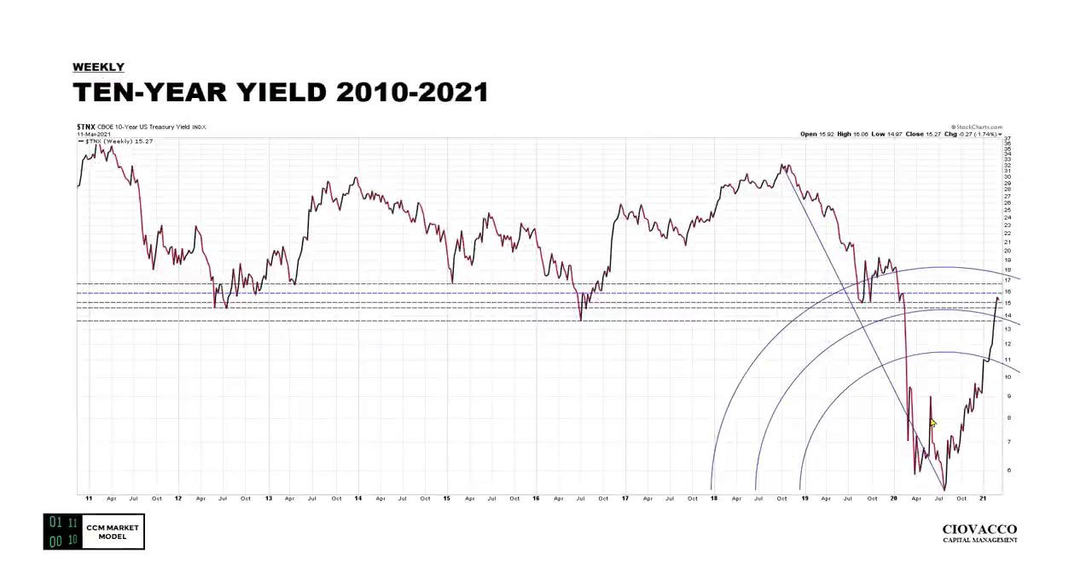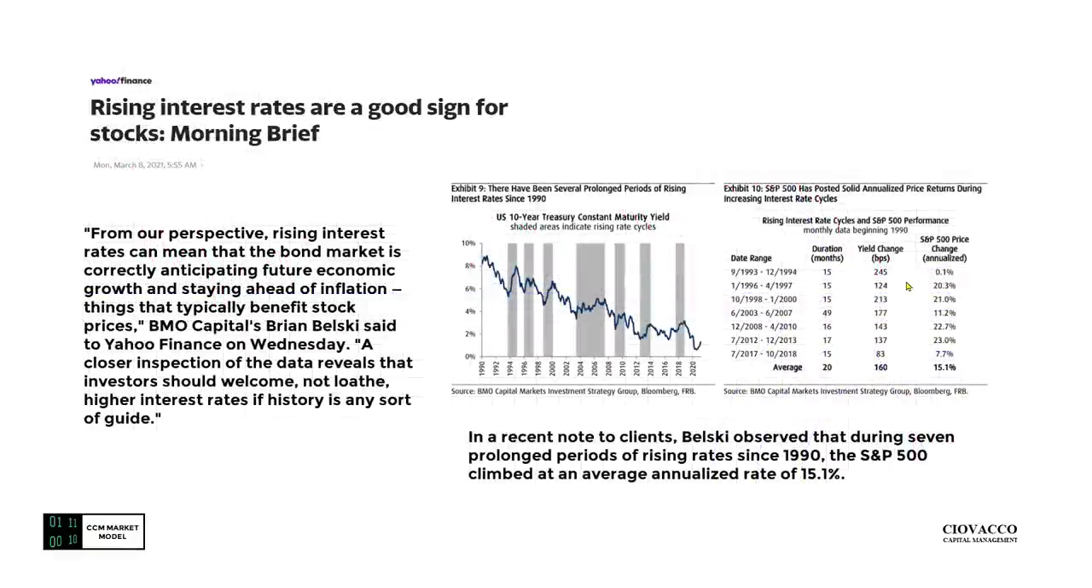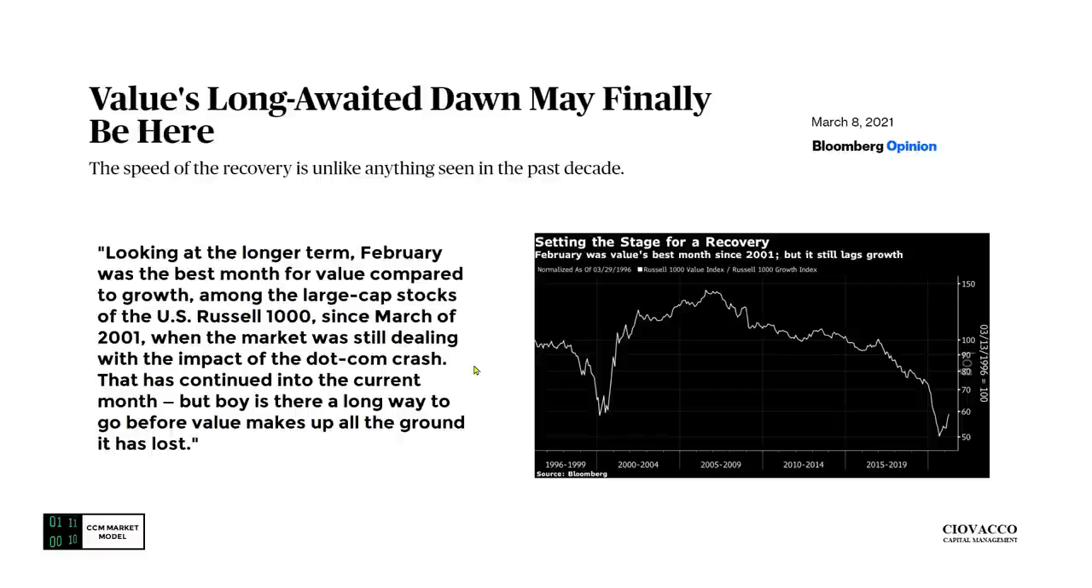Shorter term, when we see fast moves like this, rapid moves like this in interest rates, it's not unusual for the market to get a little unsettled. But as this table shows here, the S&P 500 has posted solid annualized price returns during increasing interest rate cycles. Average gain for the S&P 500, 15.1%.